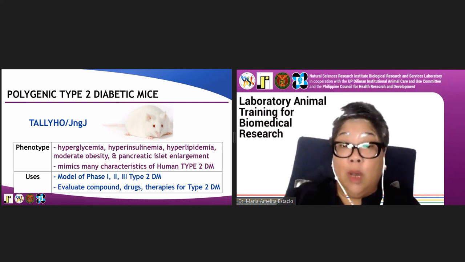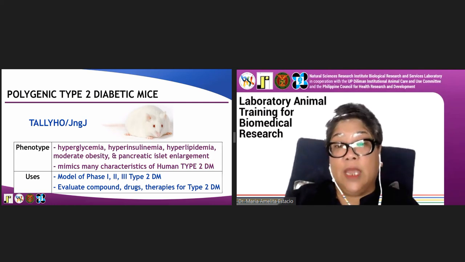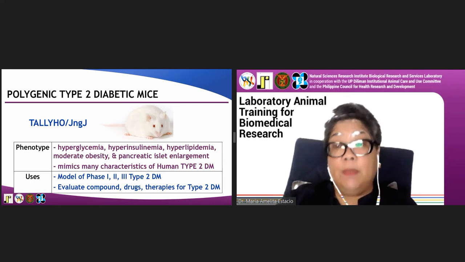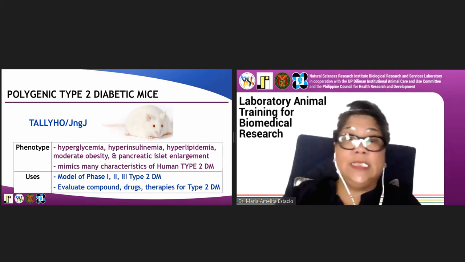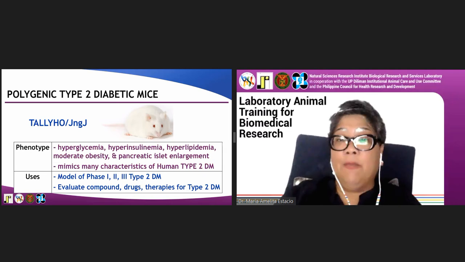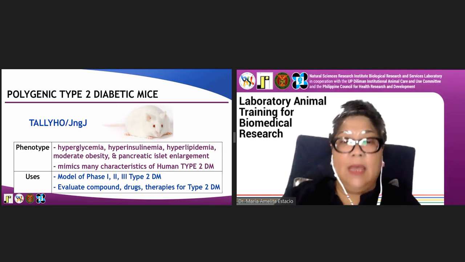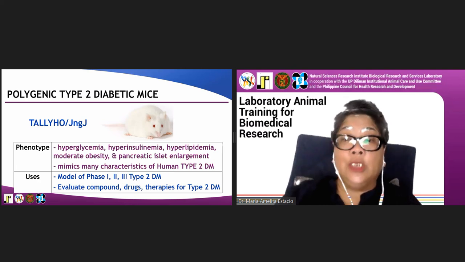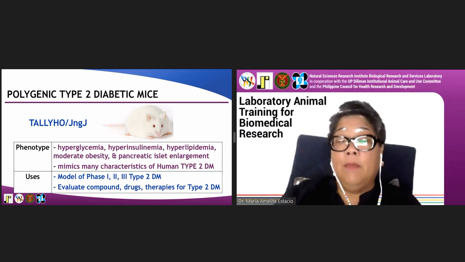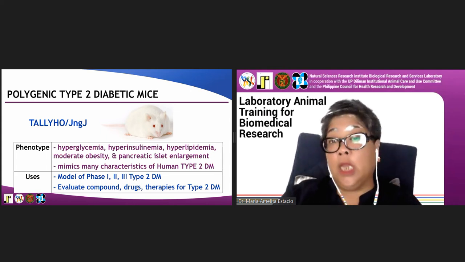It's a very good model for phase 1 to 3 type 2 diabetes mellitus. And this is being used by pharmaceutical companies globally for evaluating new drugs and therapies for type 2 diabetes mellitus. So the complete clinical signs are hyperglycemia, hyperinsulinemia, hyperlipidemia, moderate obesity, and the pathology in the pancreatic islet would be enlargement, which actually compromises pancreatic beta cell function in this particular model.